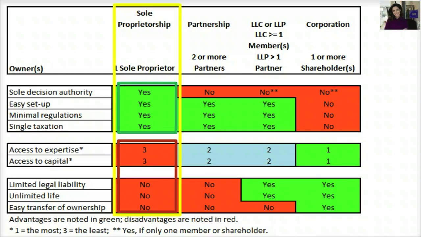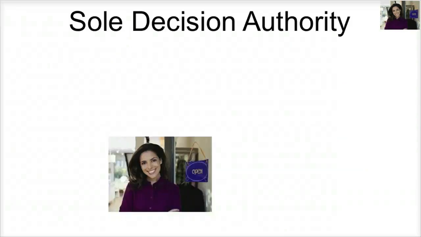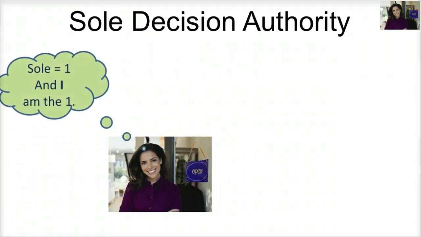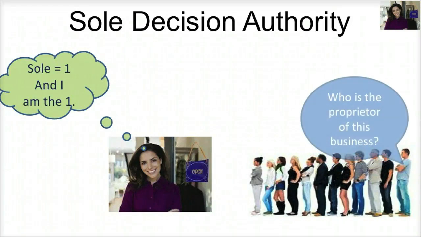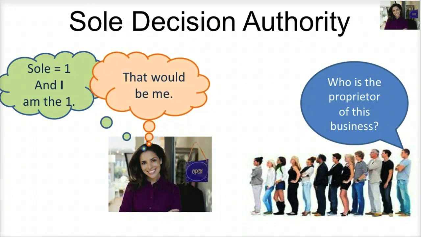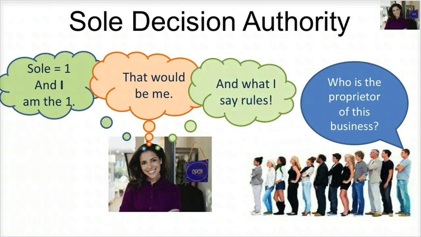sole proprietorships. Sole decision authority. A sole proprietorship is a business owned by a single owner that has not been incorporated. Sole means one or single, and proprietor means someone who owns something. So a sole proprietorship would be a business entity that is owned by a single individual, the proprietor. An advantage of a sole proprietorship is that the owner has sole decision-making authority. So for those who want the final word on key decisions affecting the business, sole proprietorships are a good bet.